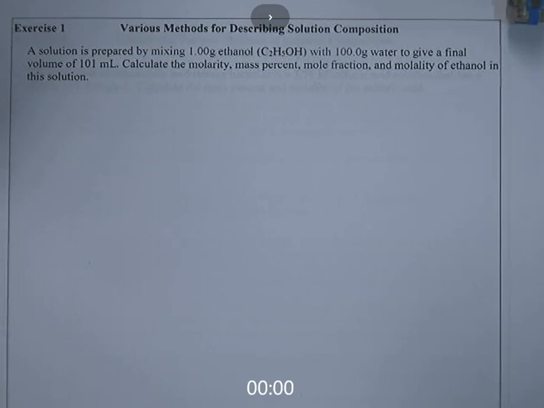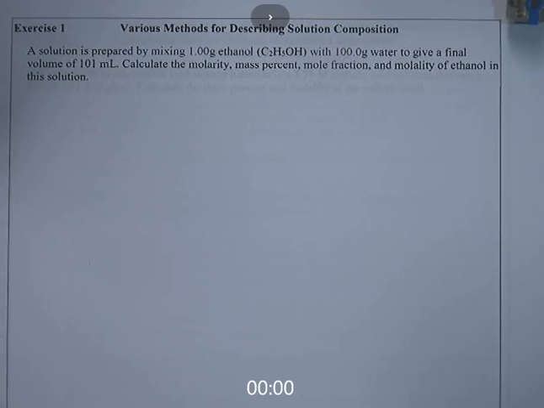Okay, so here we go. A solution is prepared by mixing 1 gram of ethanol, C2H5OH, with 100 grams of water to give a final volume of 101 milliliters. Calculate the molarity, mass percent, mole fraction, and molality of ethanol in the solution. Okay, so here we go.